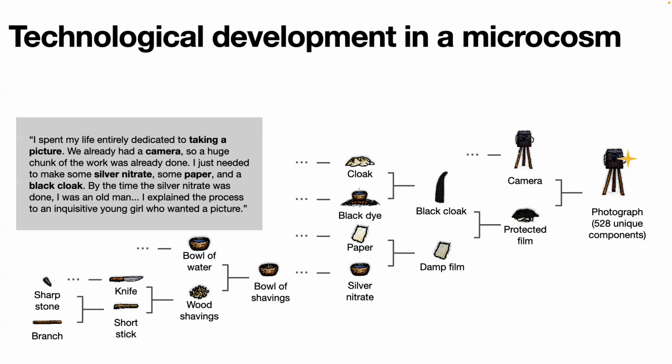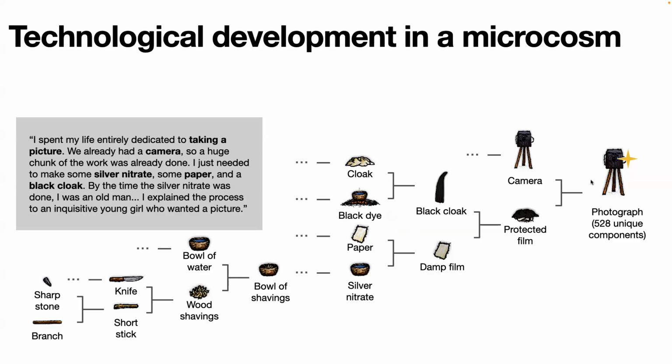Really, really far along the tech tree. So a huge chunk of the work was already done. I just needed to make some silver nitrate, some paper, and a black cloak, right? So that's the remaining components that were necessary. But by the time the silver nitrate was finished, I was an old man. So then I explained the process to an inquisitive young girl who wanted a picture. And I hope that at some later point in that long story of technological evolution, someone was able to take a picture.